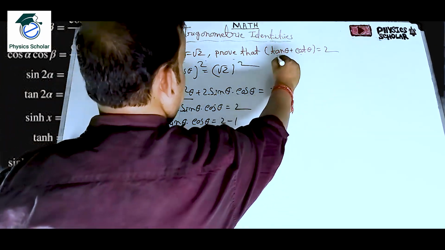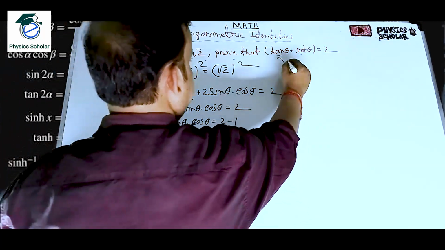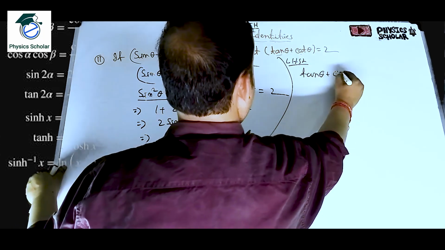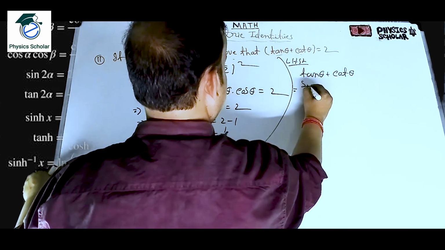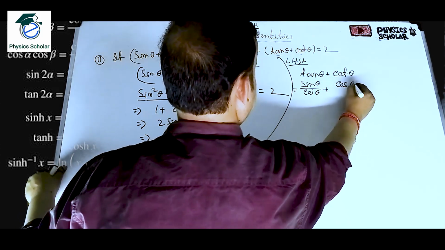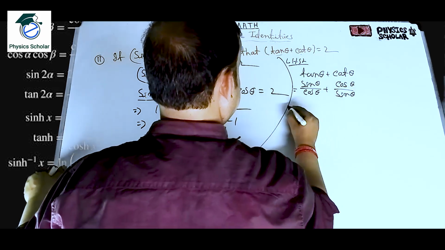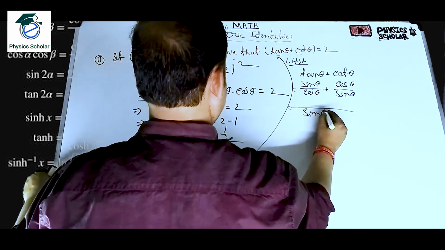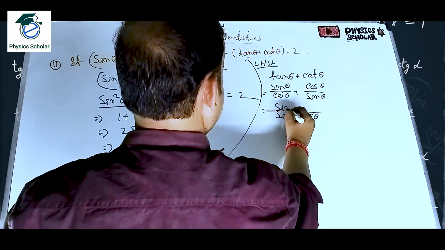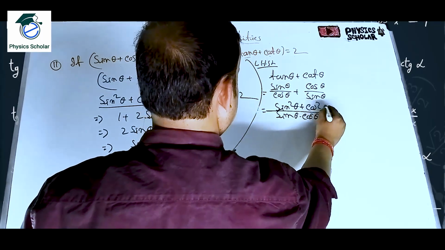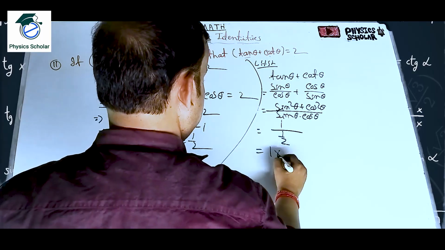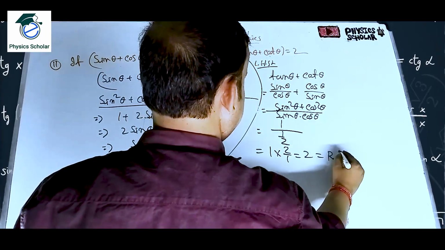Clear? Now what is given? Left hand side: tan theta plus cot theta. Tan theta means sin theta by cos theta, plus cot theta means cos theta by sin theta. Sin theta cos theta will be the LCM, so it will be sin square theta plus cos square theta, divided by sin theta cos theta. So 1 divided by half, 1 into 2 by 1 is equal to 2, which is RHS.